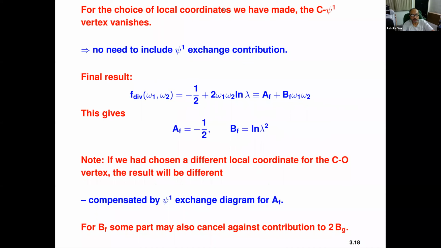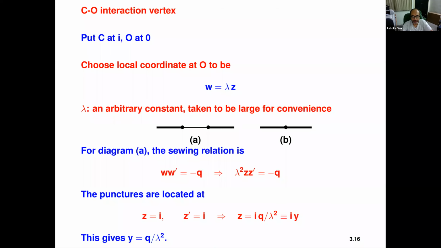Okay, so now here is an important point. For the choice of local coordinates you have made, one can check easily that the C psi 1 vertex vanishes. This calculation I will not do, but it's very easy to check. All you have to do is that you take this local coordinate and take the C and psi 1. So what do you have to do?